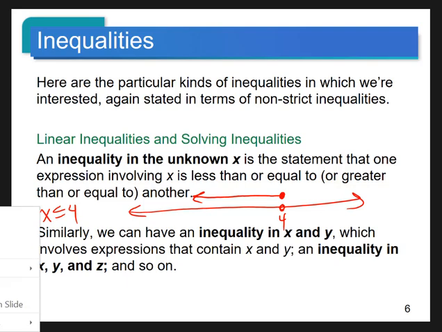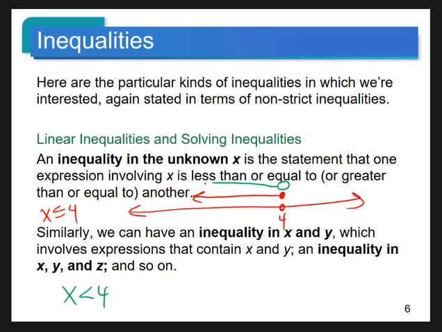If I change my ink color here, let's say it were x strictly less than 4, well then it would be an open dot like that. So saying that the 4 is not included, that 4 is not a solution.